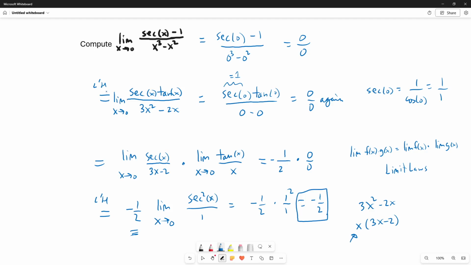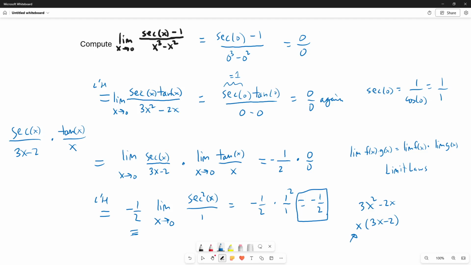So the lesson in this example is that we might have to use L'Hopital's rule more than once. And if our fraction gets complicated, then we can just split the fraction into pieces where part of it is not 0 over 0 and the other part is. So again, this fraction, we could write it as secant x over 3x minus 2 times tangent of x over x. If you multiply these two fractions together, you multiply top times top and you get this numerator, and you multiply bottom times bottom, and when you distribute the x, you get this.